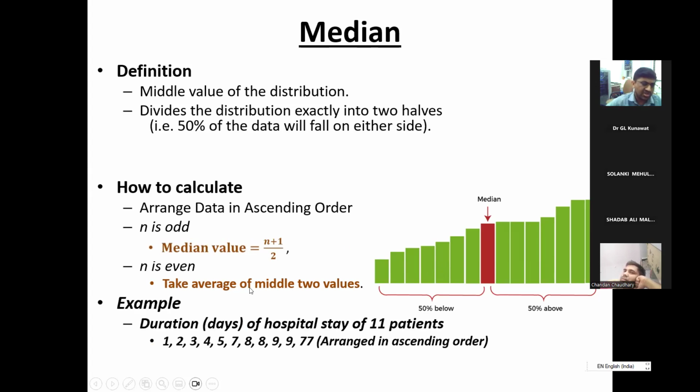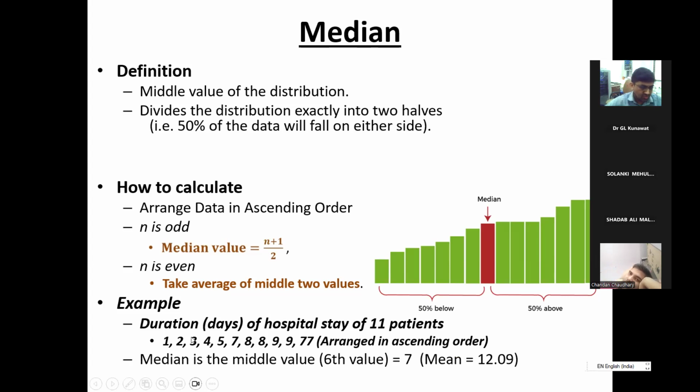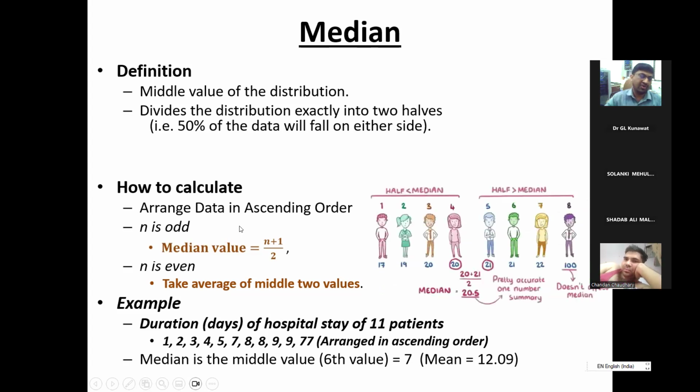The duration of hospital stay of 11 patients is given, and we have arranged the data in ascending order. We have a total of 11 patients, so n is odd. We add 1 to 11, so it's 12, and 12 by 2 is 6. So it's the sixth value: 1, 2, 3, 4, 5, and the 6th value is the median of the given data. But if you compare with the mean, it differs, because there is an extreme value, 77, present.